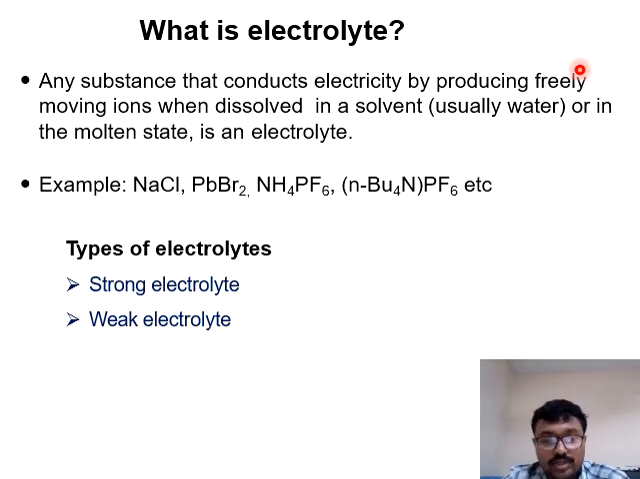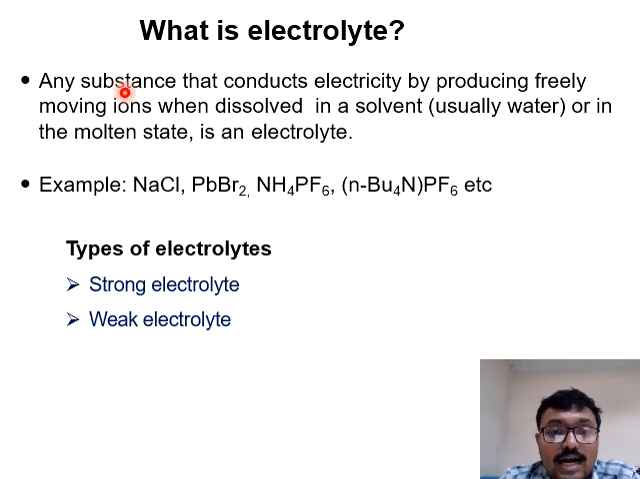Next thing is the electrode. In electrochemistry, the most important thing is the electrode. So what is an electrode? Sorry, my mistake. What is an electrolyte? In electrochemistry, there are two important things: one is the electrode, another is the electrolyte. Without an electrolyte, we cannot perform electrochemistry experiments. So we need one electrolyte.